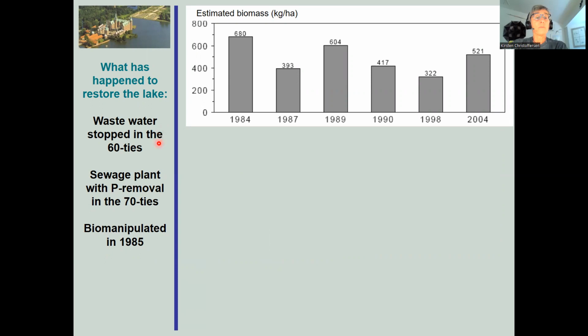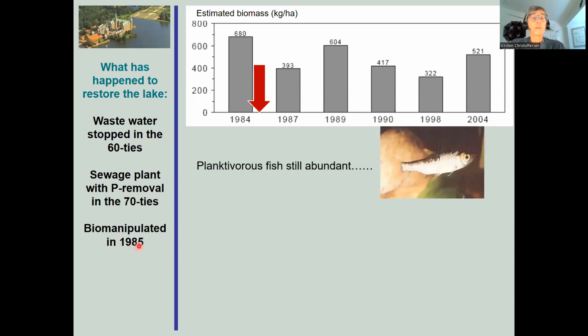So in the 60s, the wastewater was stopped. Or it was not stopped, but it was treated well. And over the coming years, up to the 70s, phosphorus removal was included. And then in 85, a biomanipulation took place. That was to remove the amount of fish, especially the planktivorous fish, and that happened right here. So the planktivorous fish were removed, but as you can see, in the coming years there's still a high amount of fish biomass in the lake.